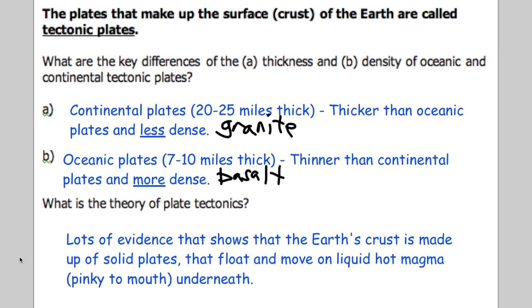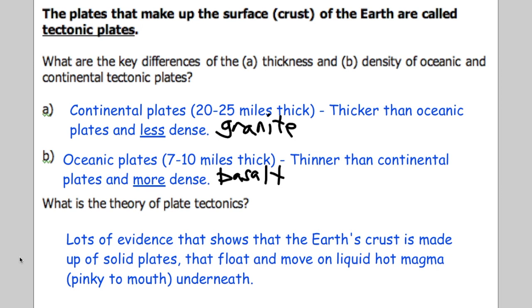Continental plates are the thickest plates on the surface of the Earth. They're made out of a rock called granite. Granite is a rock that is very hard. People like to make countertops out of it because it looks very nice when polished. But granite is actually a less dense rock than other rocks. In this case, density, if you remember back to middle school, means the amount of stuff you have in a certain space. So continental plates, since they are made out of granite, actually float higher on the liquid hot magma that is underneath.